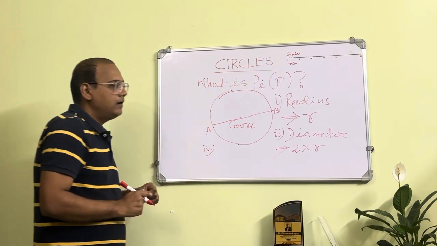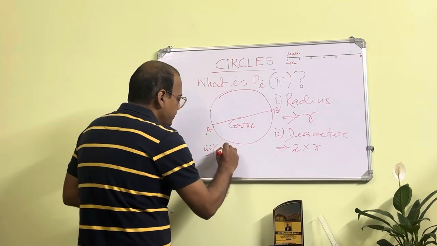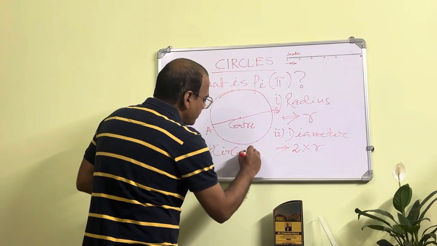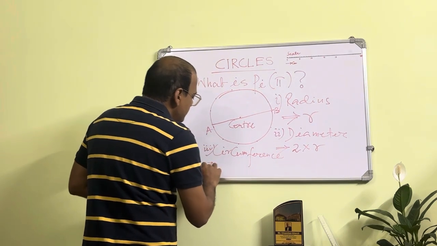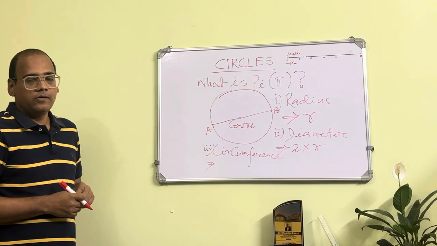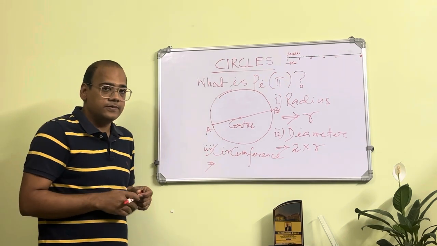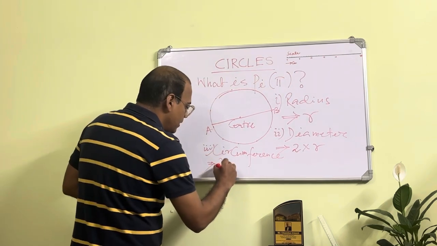Next, we'll go over the circumference. What is circumference? When I interact with students and ask what the circumference is, the answer that I get is 2 pi r. Exactly, it's 2 pi r.